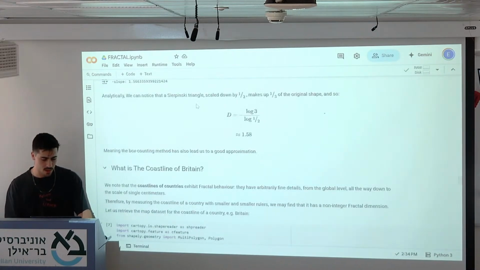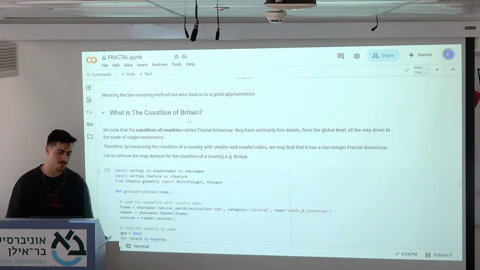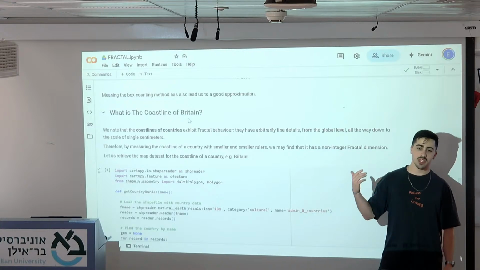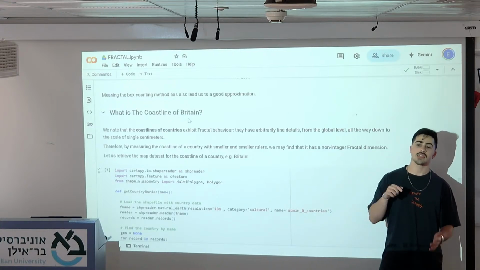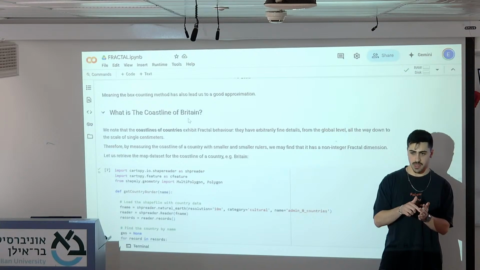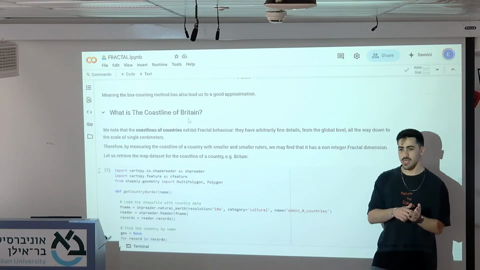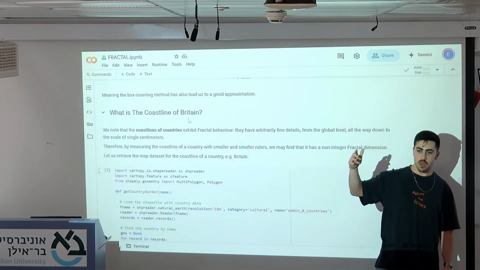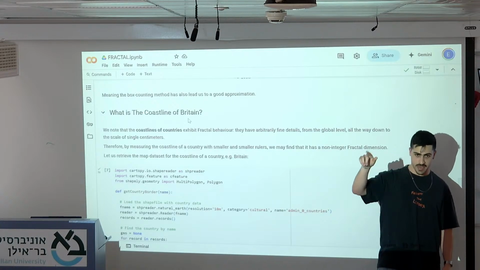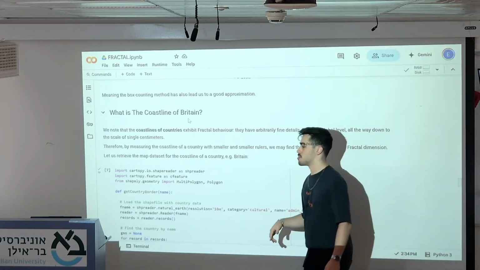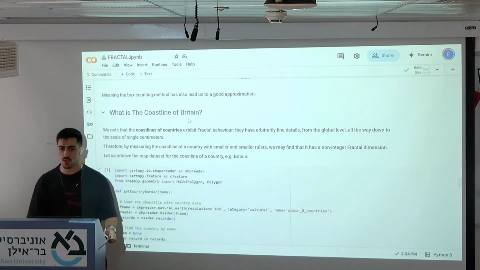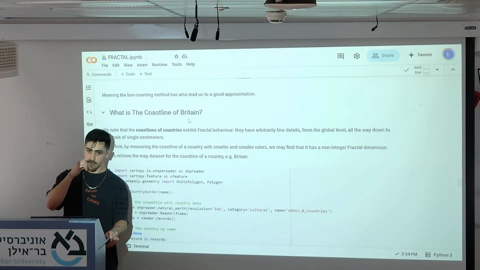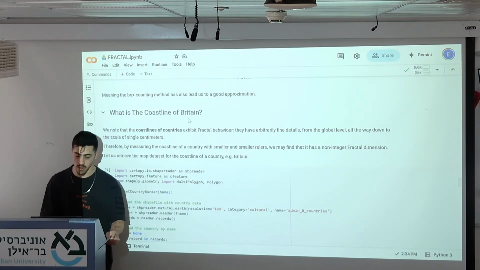So now we ask an interesting question, which is, what is the coastline of Britain? If you remember our definition of a fractal from the beginning, it's a shape with arbitrarily fine detail, right? If you think of the coastline of a country, it has detail from the level of continents and the globe all the way down to individual grains of sand. And so you might guess that maybe coastlines of countries are also fractal shapes. And that's what we're gonna test.